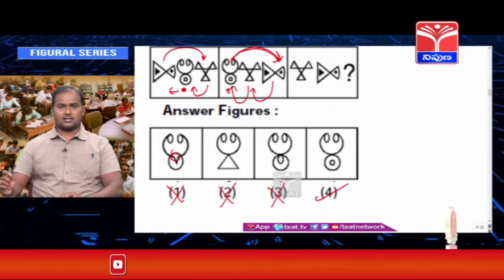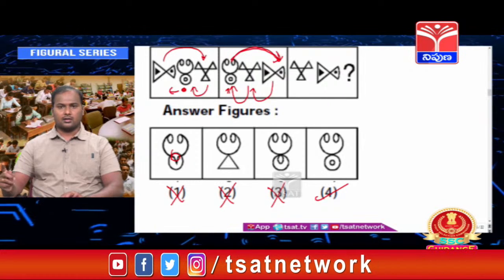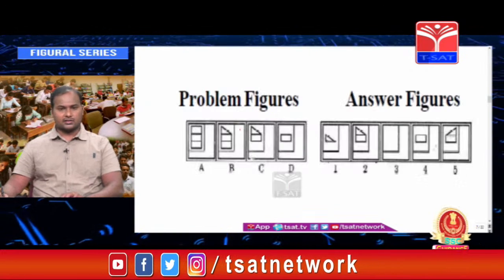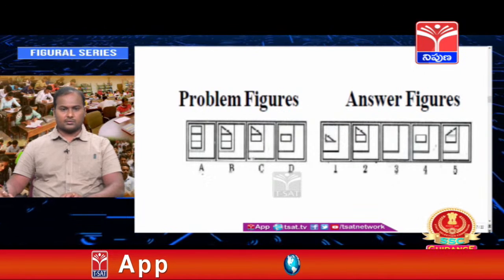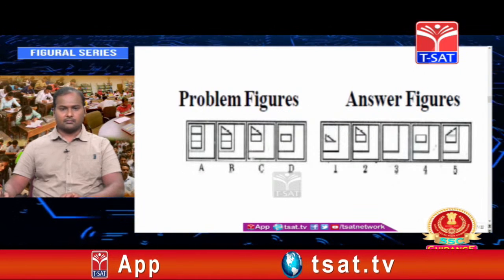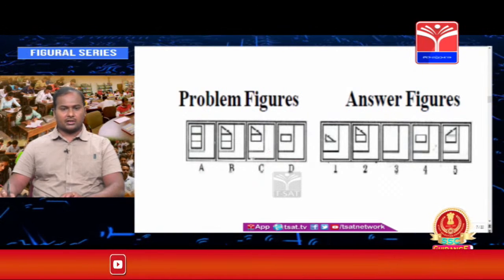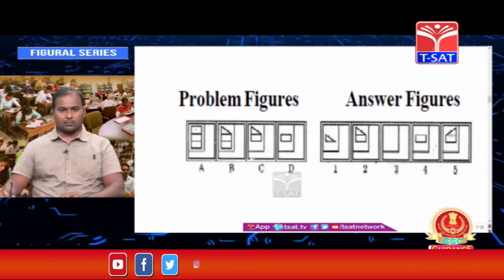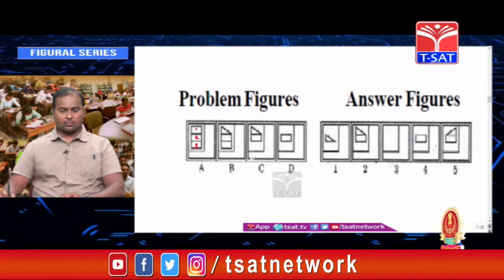Here what is the change? The change is the movement of the figure from one place to another place. See this question. Problem figure and answer figures are there. So try to observe the change from A to B, B to C and C to D, apply the change and get the answer. See, in figure A, in total how many blocks are there? 3 blocks are there. This is one block, imagine this is the second block and this is the third block.